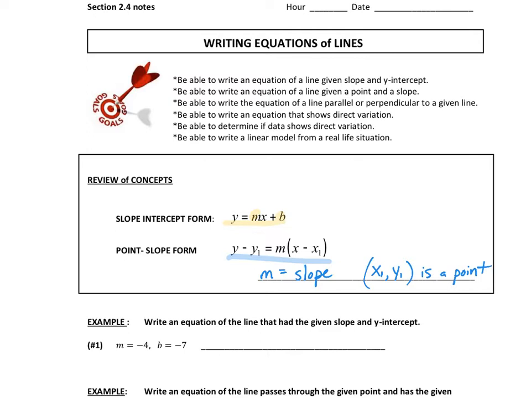So we only need one point and the slope. If we know that, we can write a line. And then obviously up here, this is something we should remember, but m is the slope and b is the y-intercept. Okay, so you have slope and y-intercept, and down here we have a point and the slope.